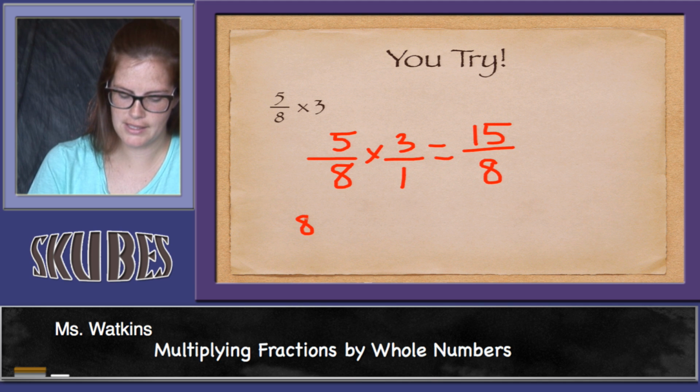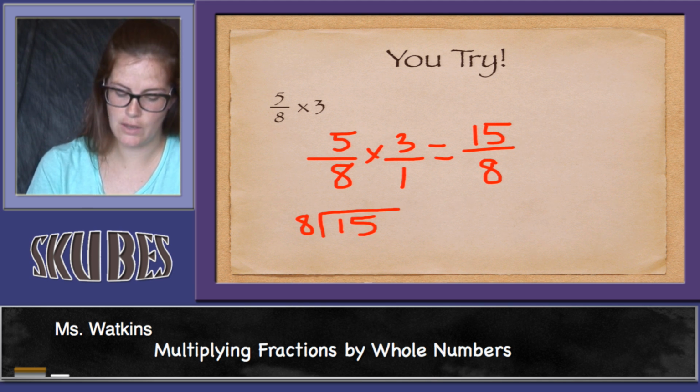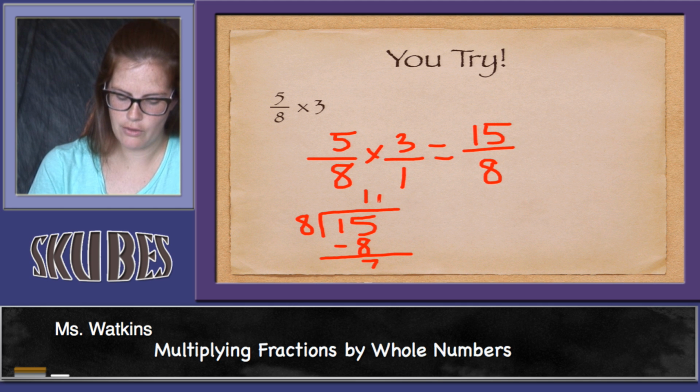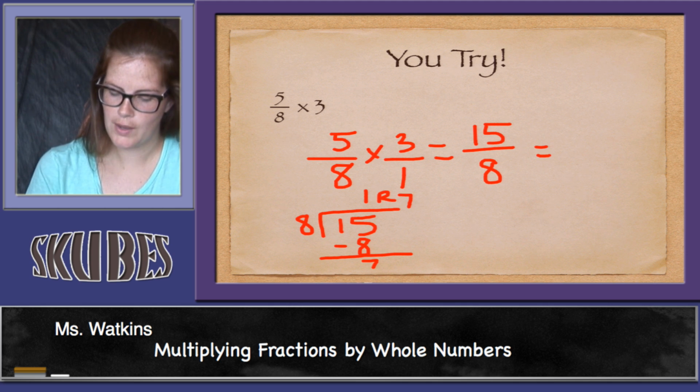To rewrite this as a mixed number, we need to divide here. 8 will go into 15 one time. 1 times 8 equals 8. Subtract 15 minus 8 and you get a remainder of 7. So I could also write it as 1 7/8.